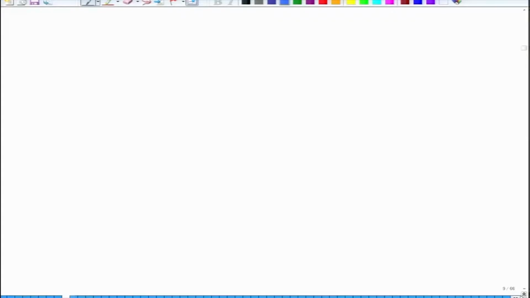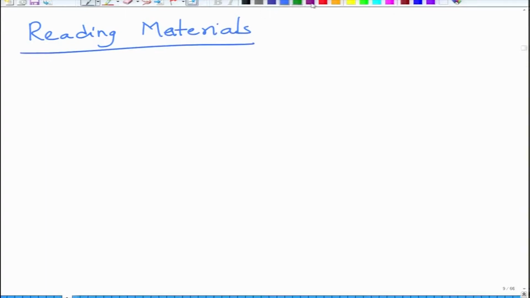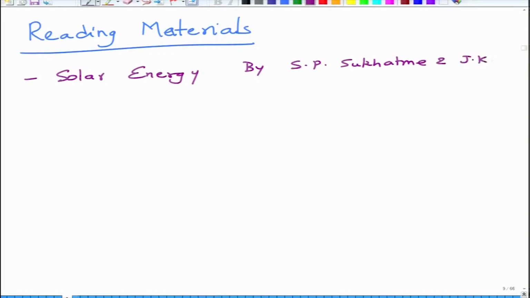Let me now tell you about certain reading material. In reading material, the first book that you would like to read about solar fundamentals is Solar Energy by S.P. Sukhatme and J.K. Nayak. Although it's primarily on solar thermal, its first couple of chapters are dedicated to fundamentals of solar radiation. So if you want to learn about solar radiation, go to this book.